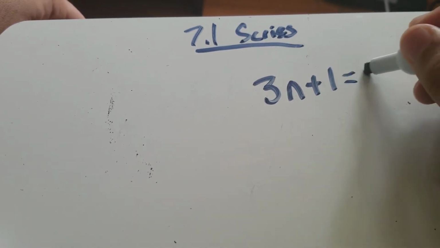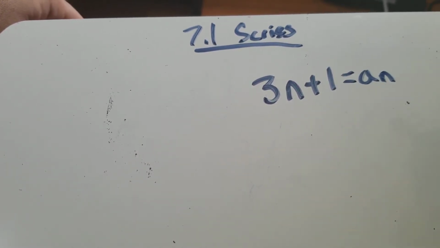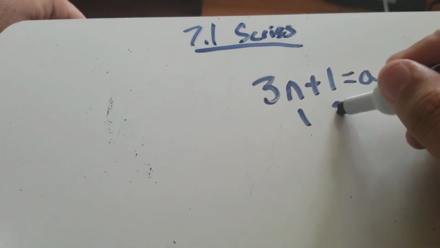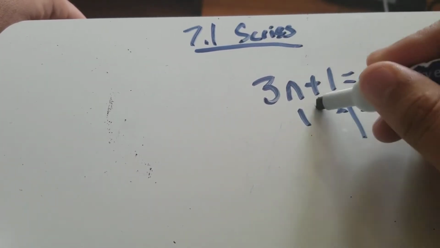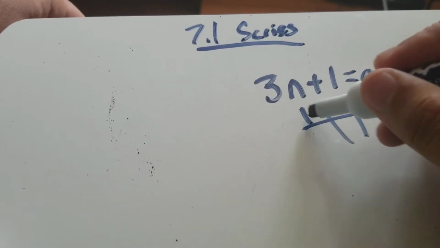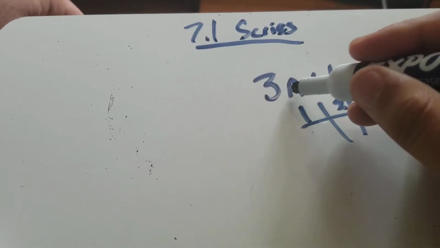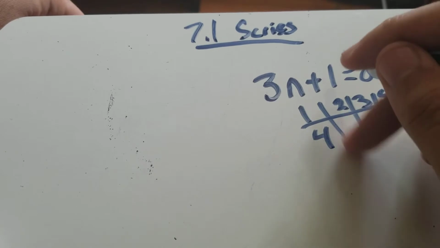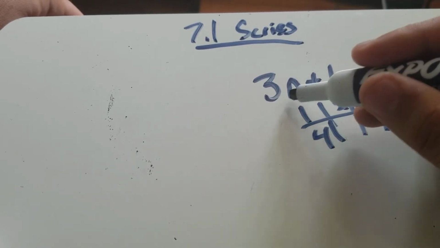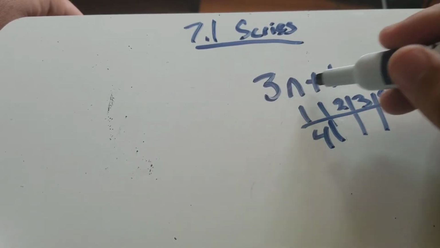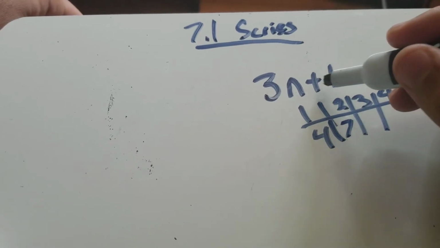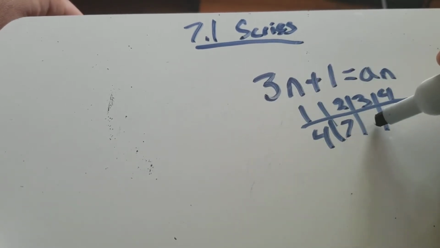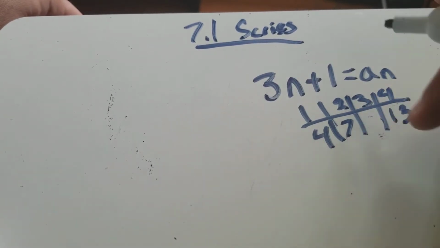First off, right here I have an equation for my sequence. So let's say I want to find the first four terms. I plug in 1 into here. 3 times 1 is 3, plus 1 is 4. And then plug in 2. 2 times 3 is 6, plus 1 is 7. 3 times 3 is 9, plus 1 is 10. And then 4 times 3 is 12, plus 1 is 13. So all I do is just plug it into n, right?